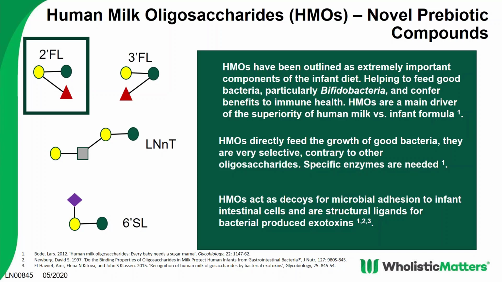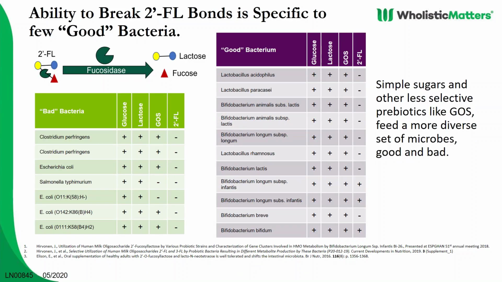Of particular note in these HMOs, one of the ones I want to outline here is 2FL. 2FL is the most abundant of these oligosaccharides by amount in breast milk, and very recently it's been able to be produced in large amounts, and it's now being moved out of just infant studies into research into adults, and how adults can utilize large amounts of this substance in order to display a lot of this prebiotic effect. So why are these compounds so special? Well, they are so specific to just a few good bacteria. If you look here, I've outlined a few bad bacteria as well as good bacteria, two different select types.